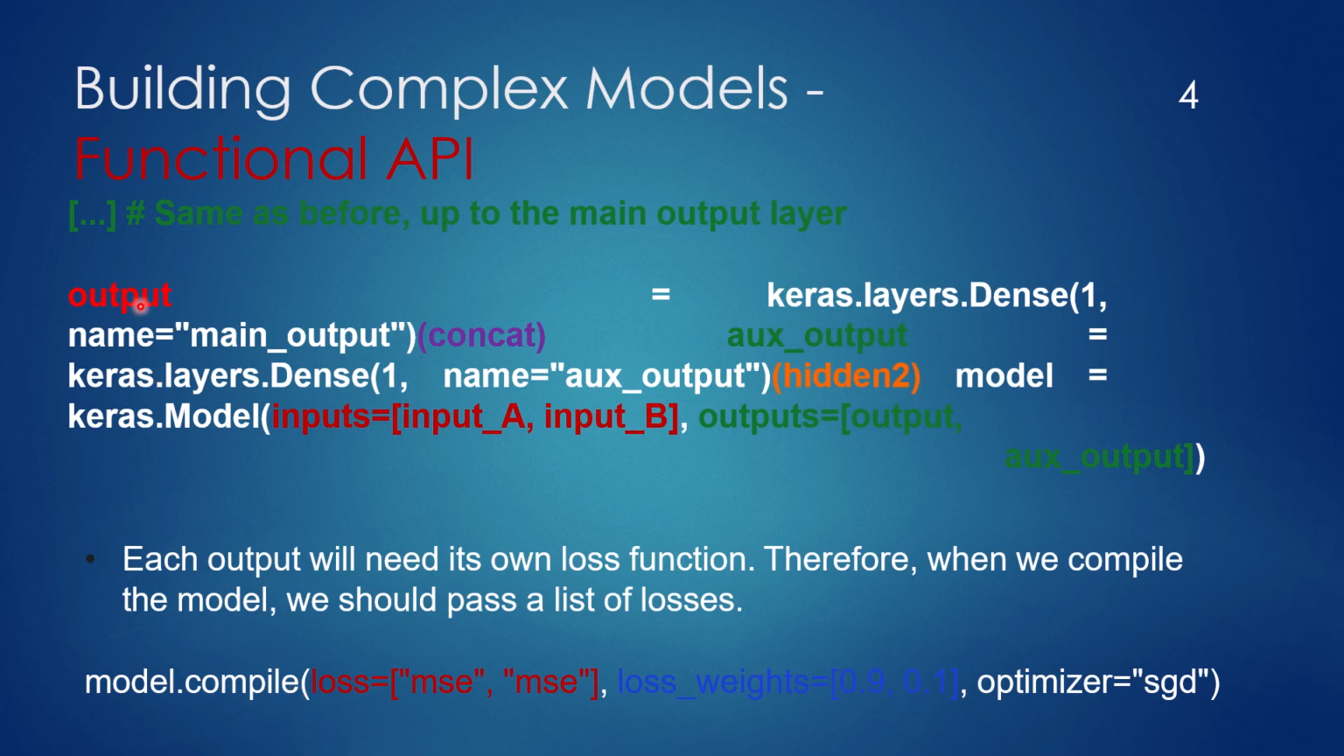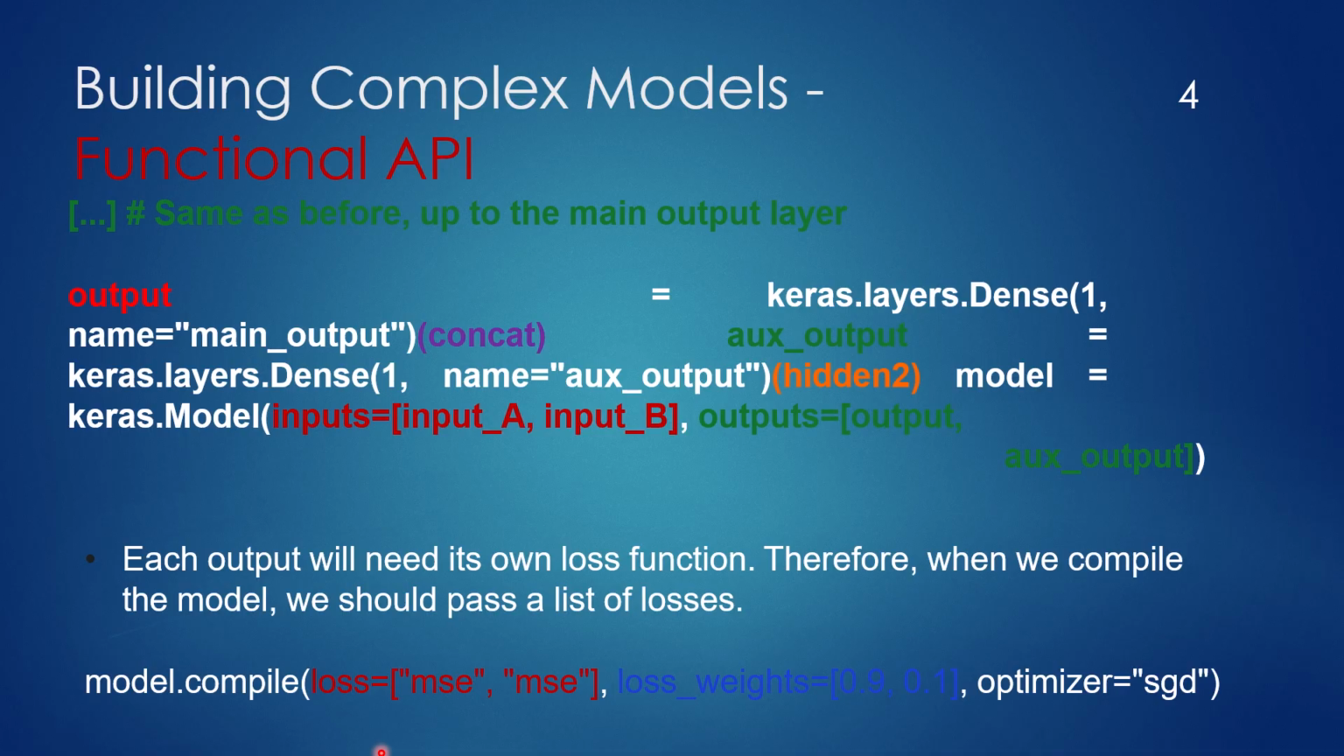Now we can also learn about building complex models with the functional API. The main point here is a model with multiple outputs. A Keras model is defined with two outputs: first is main slash output and second one is aux slash output. The outputs are created using keras.layers.Dense layers. The model is defined as keras.Model with inputs equal to input slash A, comma, input slash B. The outputs will be the main output and the aux slash output.